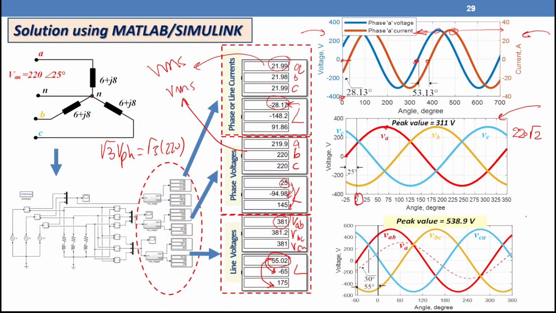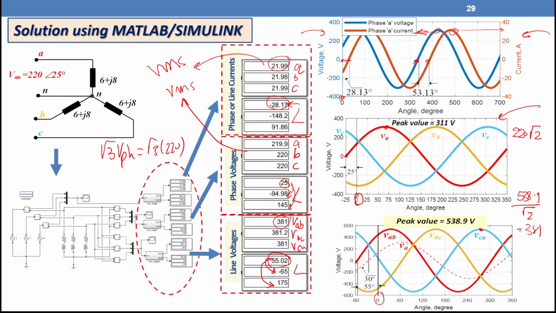Regarding the line voltages, VAB, VBC, VCA, they are shifted 120 degrees as well, but the value here, peak value, is 538.9. So 538.9, if you divide it by root 2, will give you something like 381. You can check using your calculator as well. Let's look at the angles here.